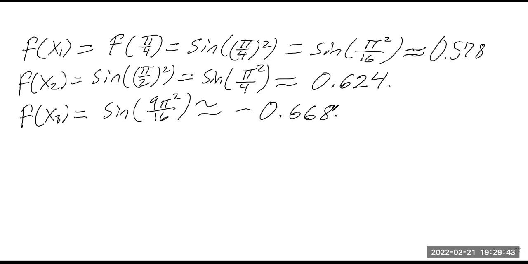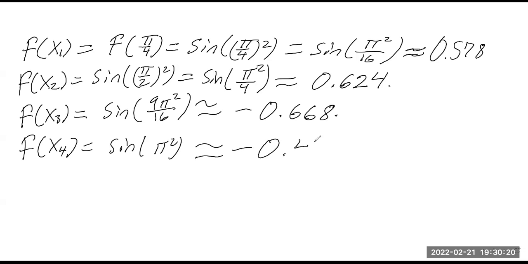So this is tying in a little bit to the current section that we're on, but this is fine. You don't have to have the function remaining positive on the entire interval. You would still be okay taking this value. It's just that our sum here can extend to negative values. And then last but not least, sine of pi squared is going to be approximately a negative 0.430.